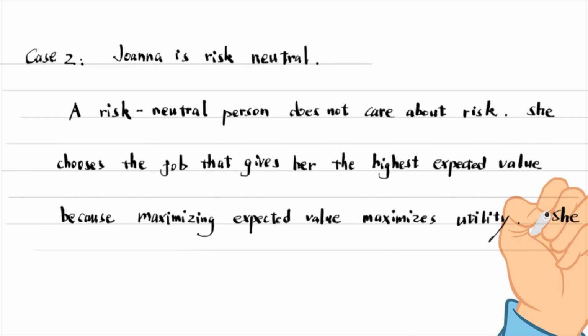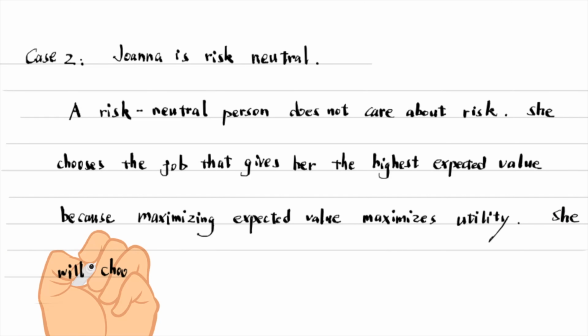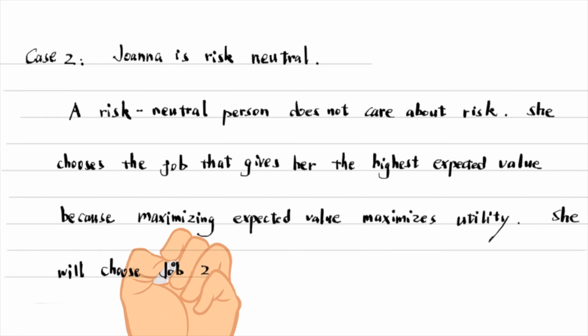She will choose Job 2. A risk-neutral person's utility curve is a straight line.